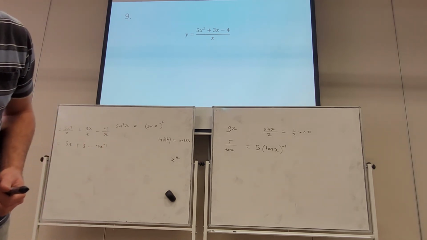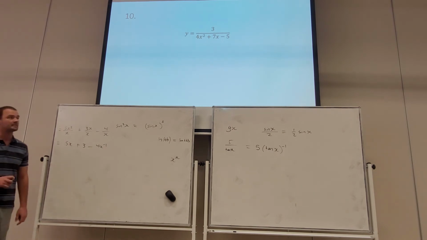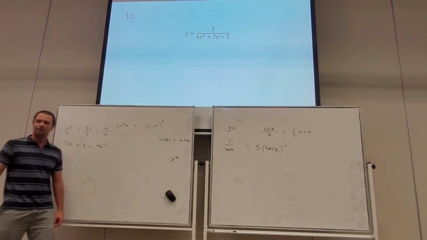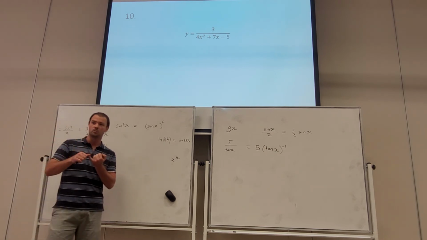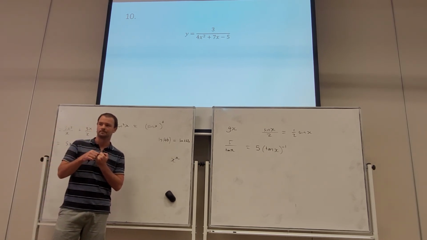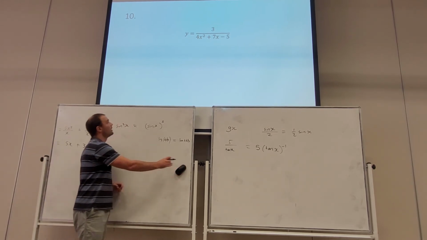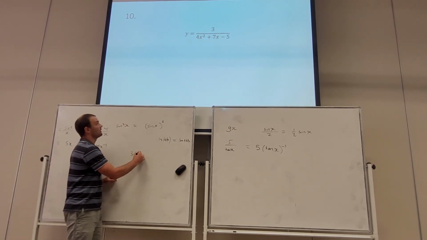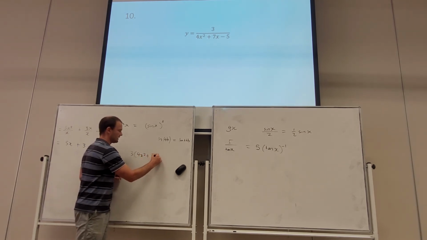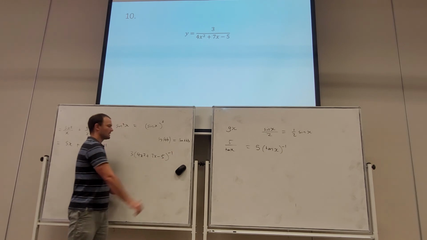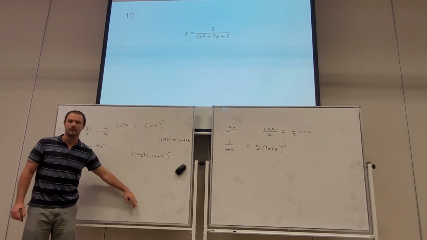Alright, number 10. Here we have 3 on top of 4x squared plus 7x take 5. This is an example of when you would not split the denominator, because firstly there are multiple terms in the denominator, so we can't just split them up, that's illegal. What we should do here is the chain rule. We're going to express it as 3 times 4x squared plus 7x take 5 to the power of minus 1, and then differentiate from there.